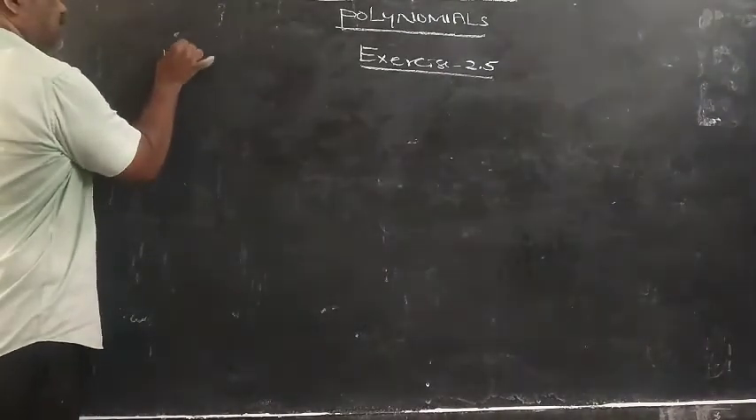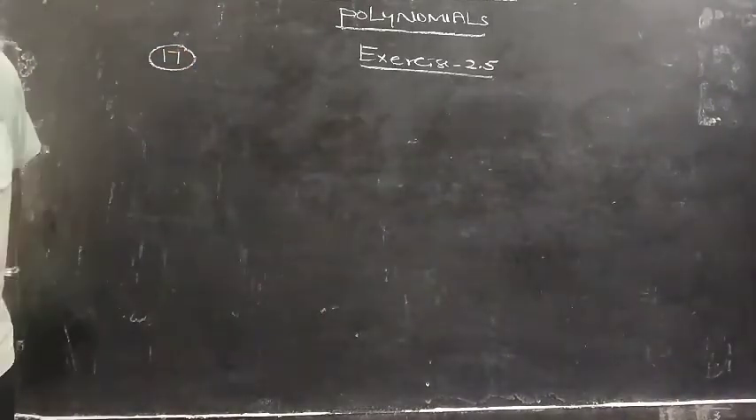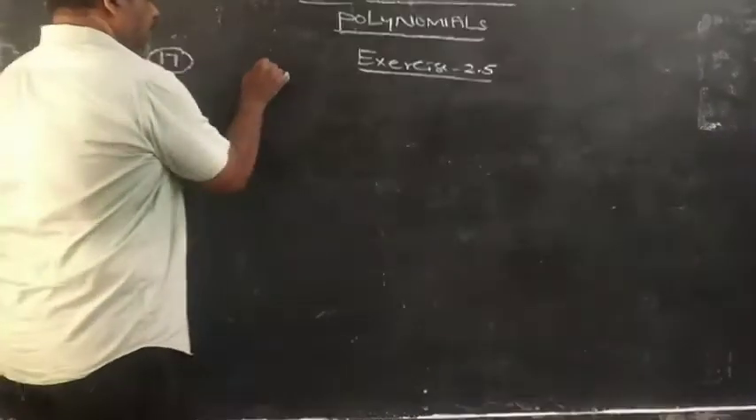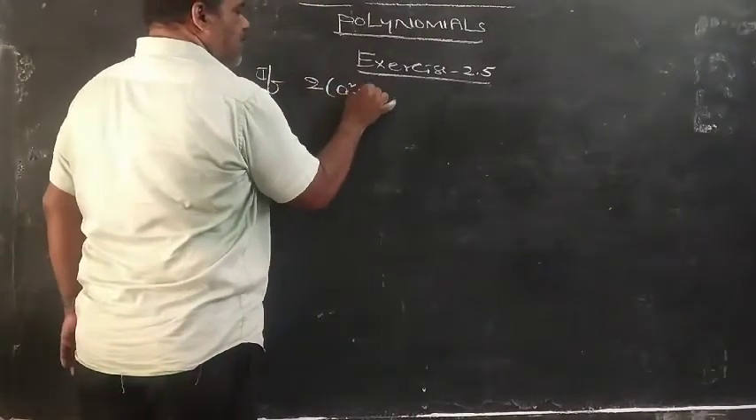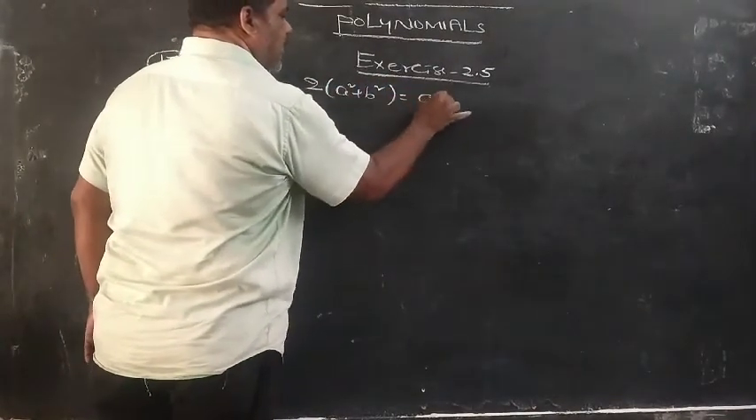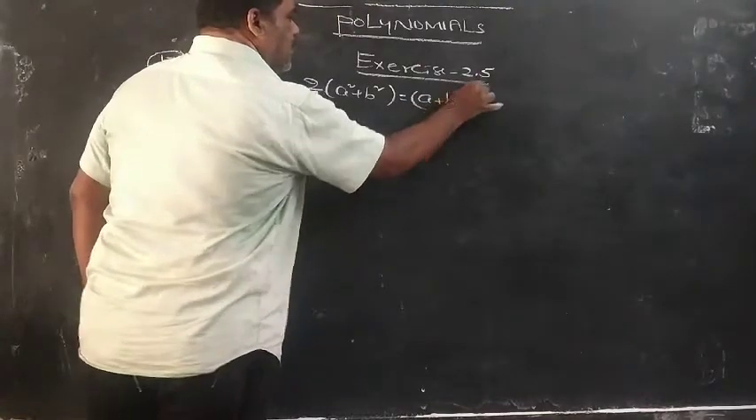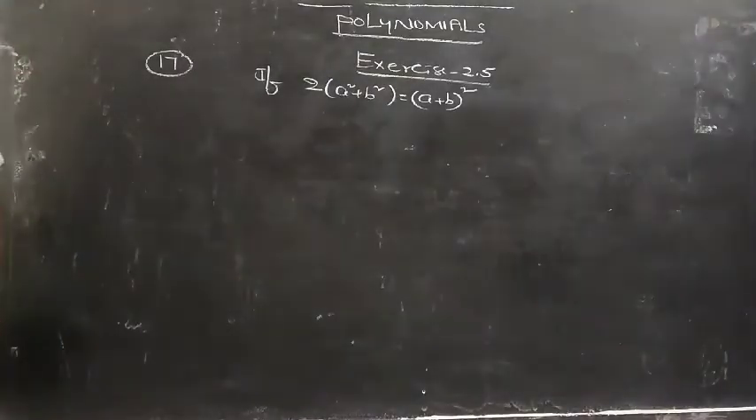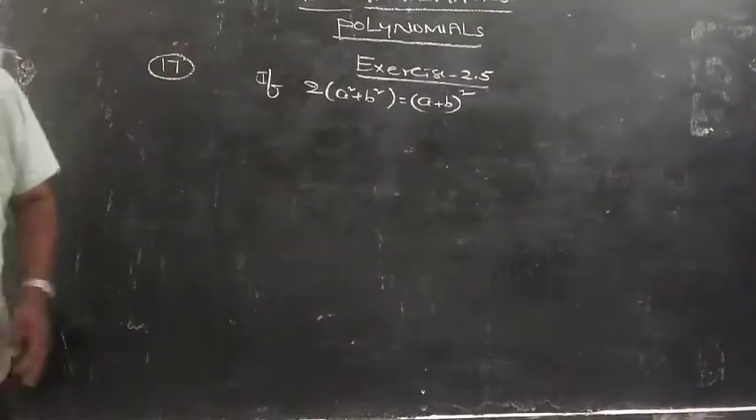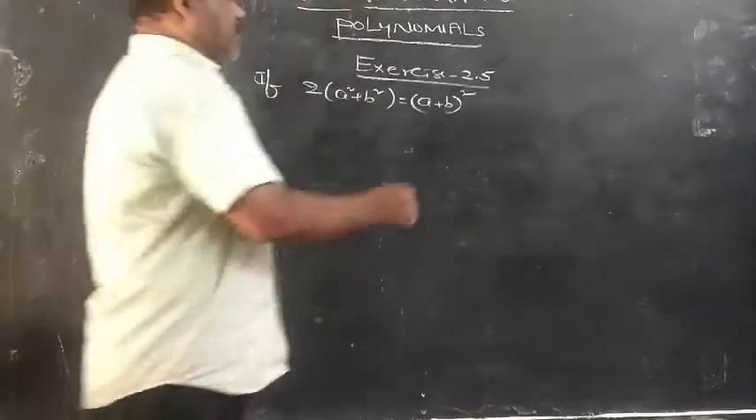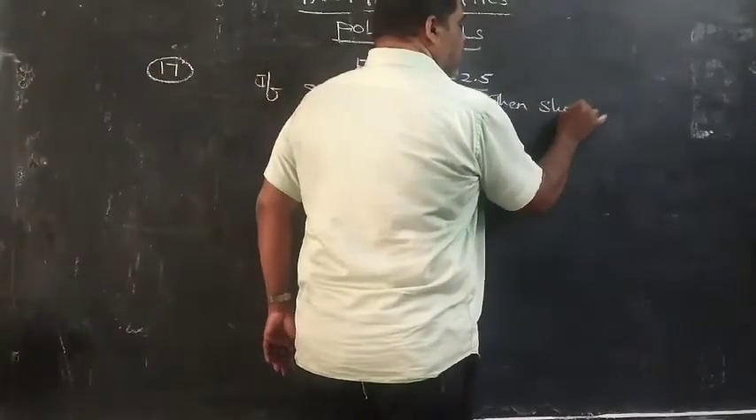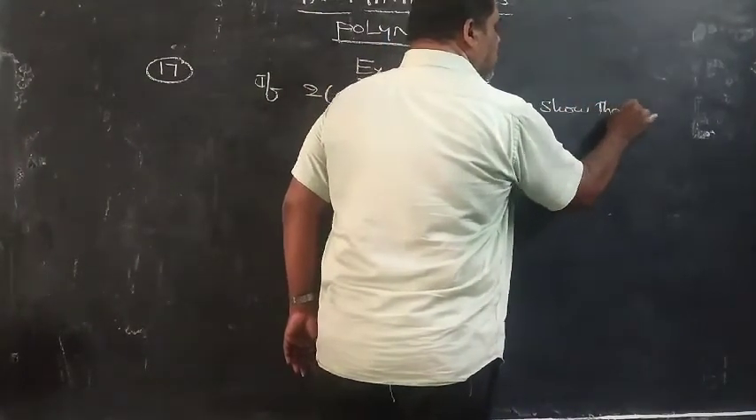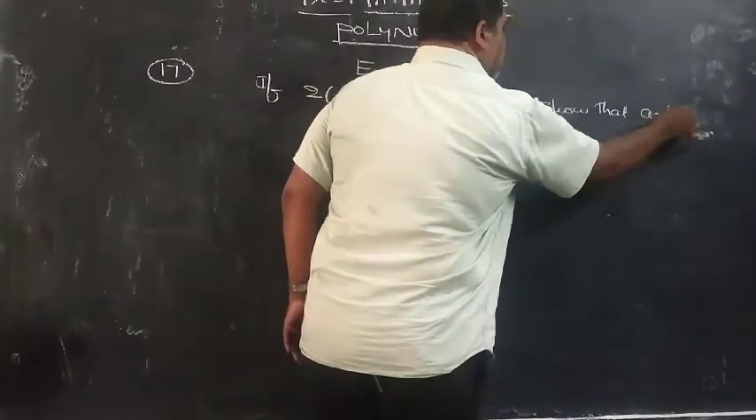Right, question number 17. If 2 into a square plus b square is equal to a plus b whole square, then show that a is equal to b.